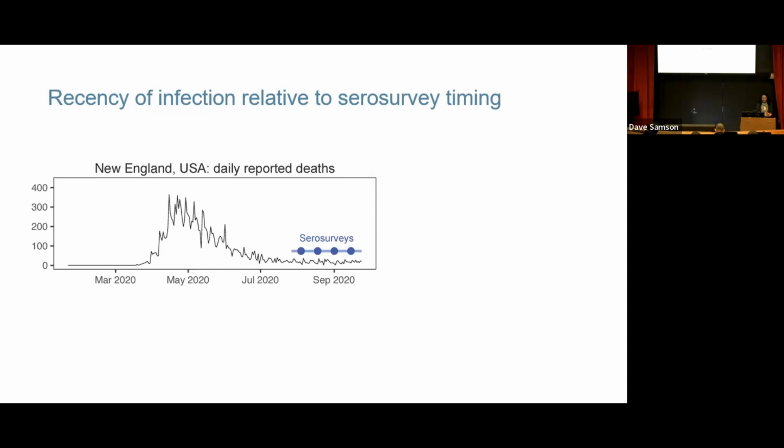You can see the serosurveys were started quite a bit after the first peak in spring 2020. So you can imagine taking the previous sensitivity curves and thinking about how these serosurveys happened quite a bit after the peak. And so you can imagine that would affect sensitivity.